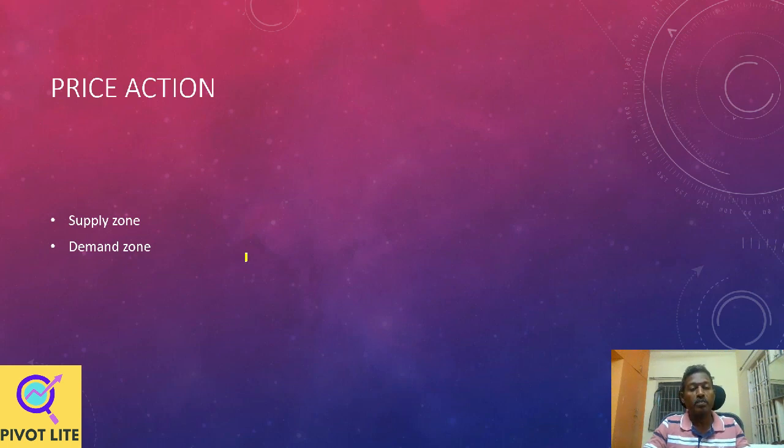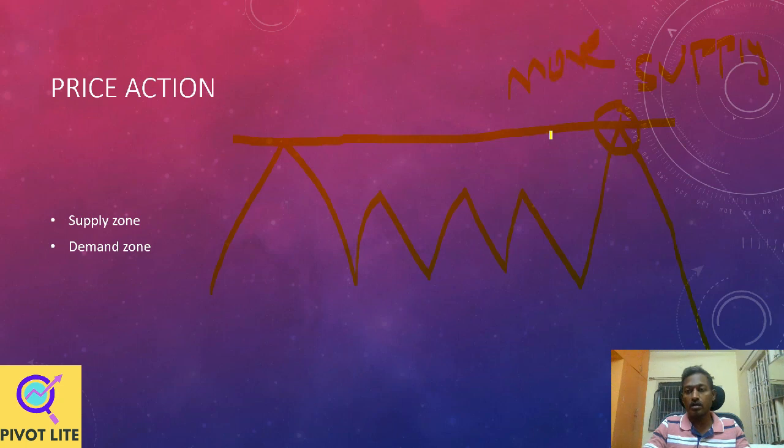Here we have two important words: supply zone and demand zone. This is very important. The market is going up and down like this. You can see this point here, the highest point. If the market comes again to this point and reverses from here, then this is called a supply zone, which means more sellers are available at this point, which means PE.